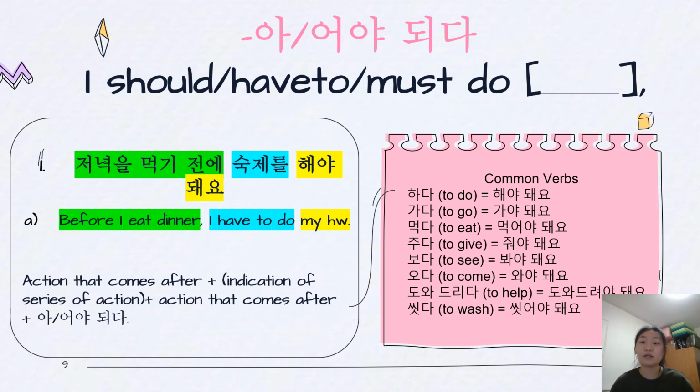If you want to say I must do, you would use 해야 돼요. If you say I must go or I should go, you would use 가야 돼요. If you say I have to or I should eat, you would say 먹어야 돼요. To give would become 줘야 돼요. To see would be 봐야 돼요. To arrive, to come, would be 와야 돼요. If you want to help, you would use 도와드려야 돼요. And if you want to wash, you would use 씻어야 돼요. Let's try practicing some of these verbs in sentences.